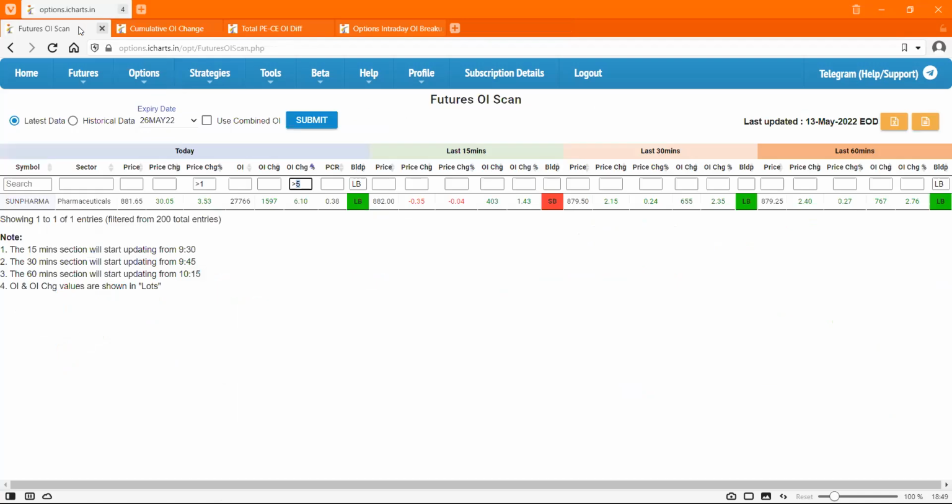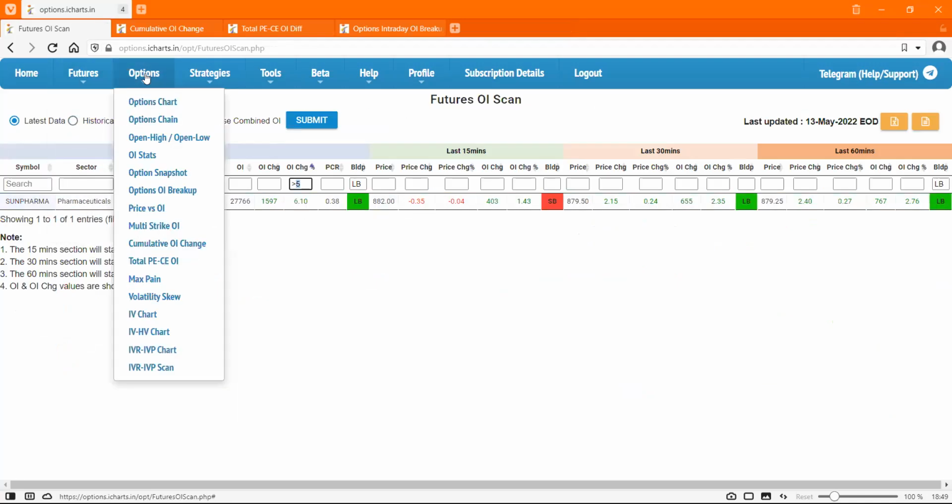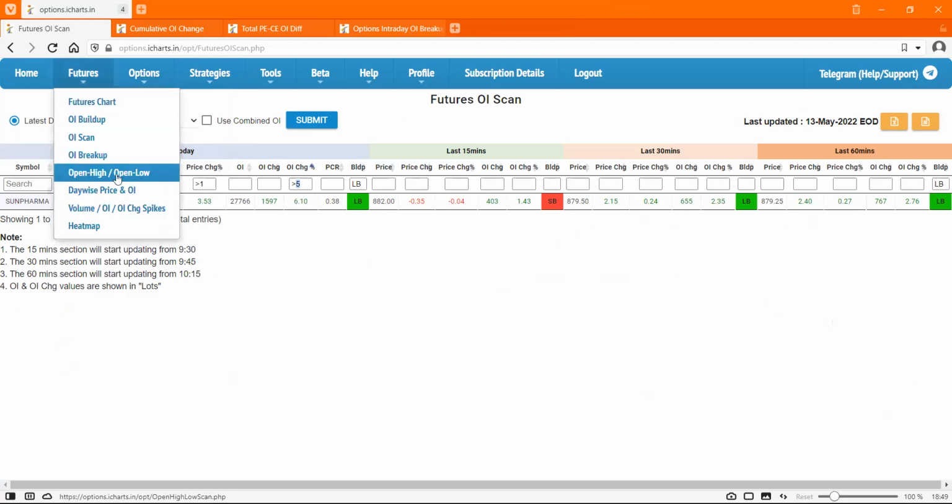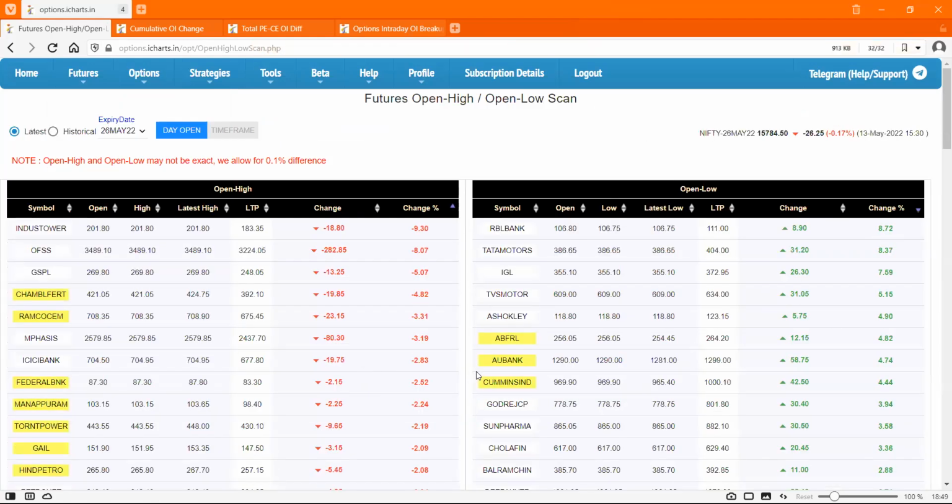Any question about this, or can I go to open high, open low? I don't remember who had asked me that question. Yeah, open high, open low on futures. How to use the best part, and what is the difference in the options, open high and open low? Okay.